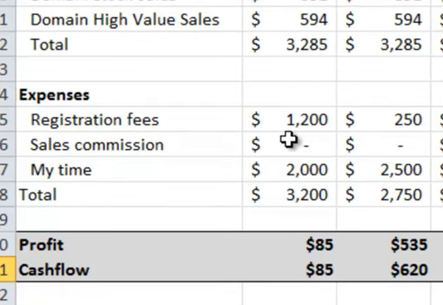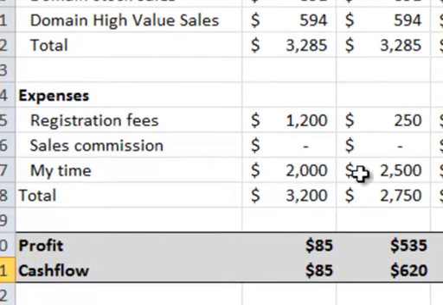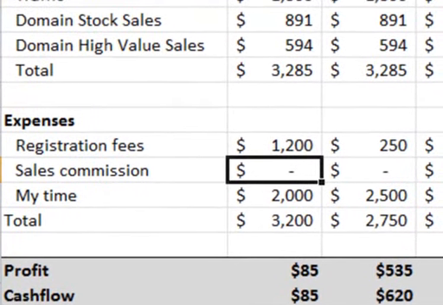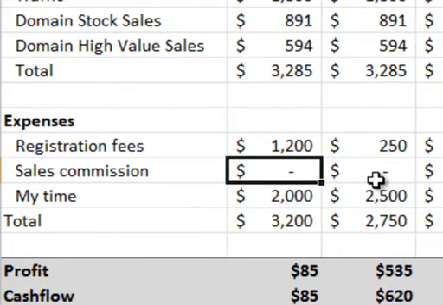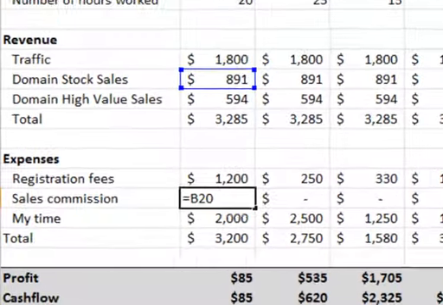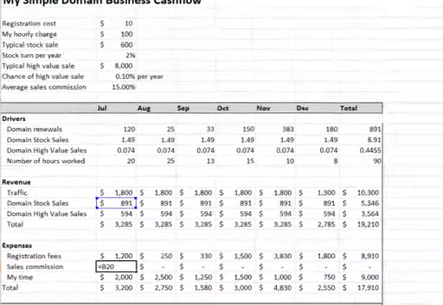I think what's interesting about a spreadsheet isn't the fact that you have $1,300 in your bank account, but you can now begin to play with the figures. For instance, if I take a look at the sales commissions and so forth, at the moment the sales commissions are 0, but what I could do is say, okay, I'm selling stock sales and high value sales, so I will just add them up. See just here, I might just move this down a little bit.